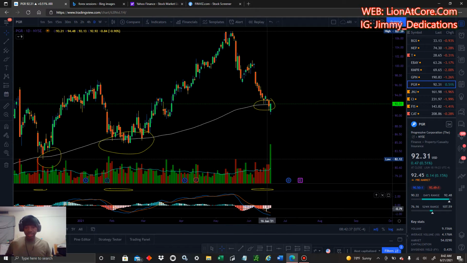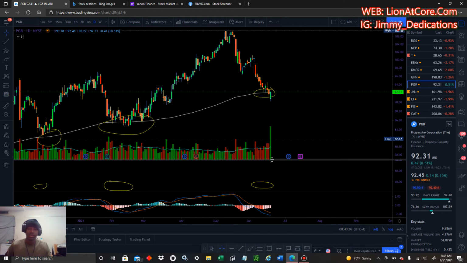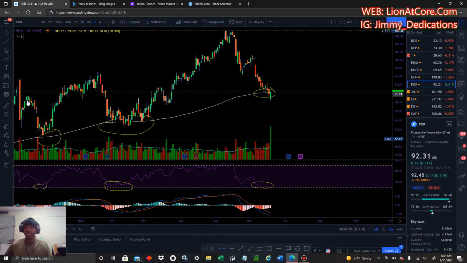So you can use the histogram to tell you when momentum is slowing down, when momentum fully changes, and you can also use these lines to tell you that momentum is changing. So looking at this, it already shows that, hey, selling momentum is slowing down. It's oversold. It set this support again.